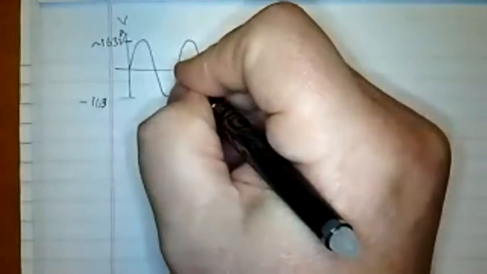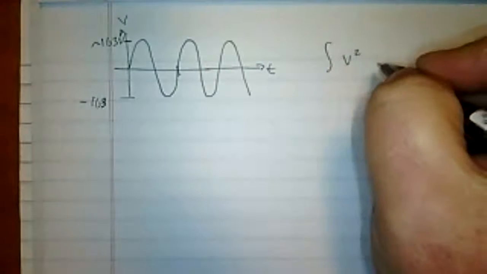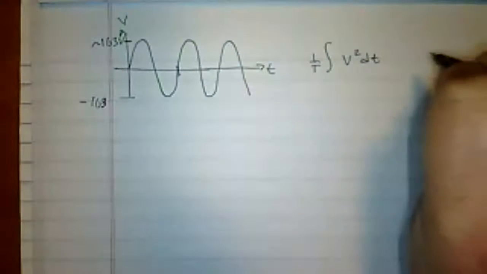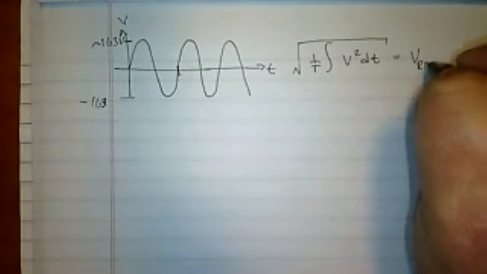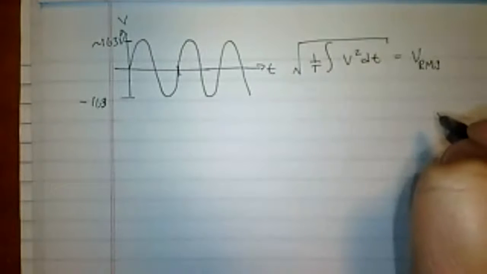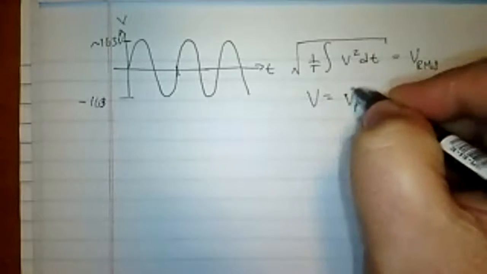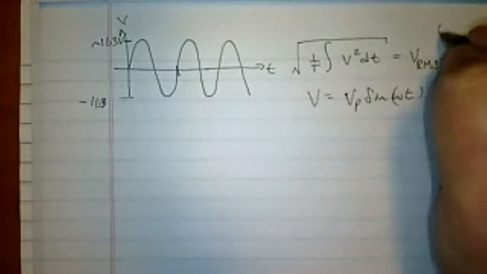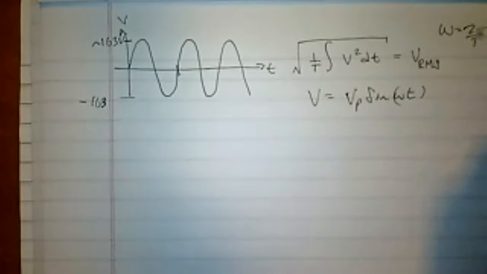So if you look over one cycle, though, and that would be for a sine wave, that's just like that, then you could take the integral of the square of the voltage, dt, and divide it by the period like that. And then if you take the square root of that, you would get the V root mean square. And that's where that came from. So your voltage equation might be V is equal to V peak, that's the 163 I was telling you about, times the sine of omega t. And omega, of course, is 2 pi f, which would be 2 pi over the period.